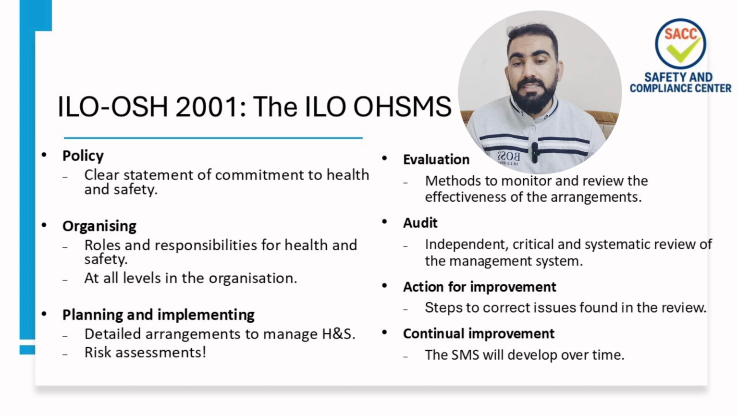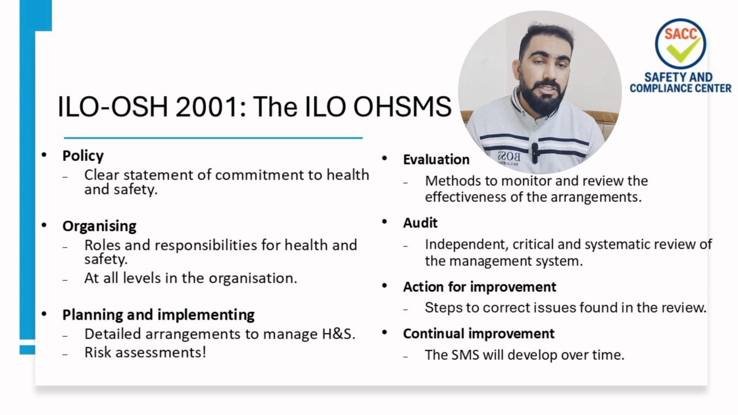In planning and implementing, the organization develops detailed arrangements for managing health and safety, including risk assessment, control measures, emergency procedures, and training. This is where the plans become action. In the evaluation stage, we use a structured method to monitor and review health and safety performance, looking at how well our health and safety arrangements are working. Are we meeting our objectives, goals, and targets? Are the risks being properly controlled during the operations?